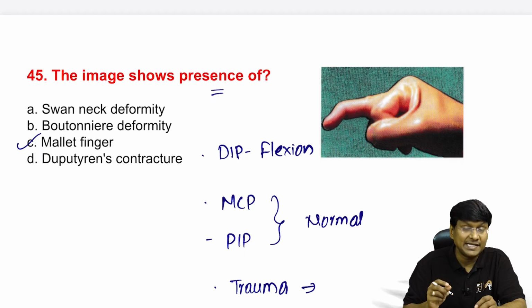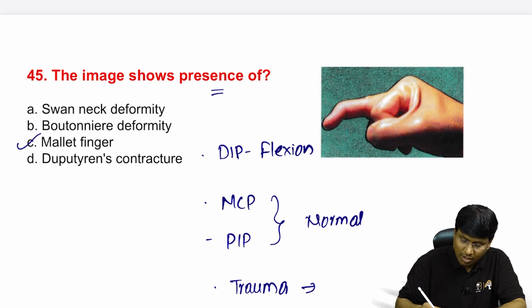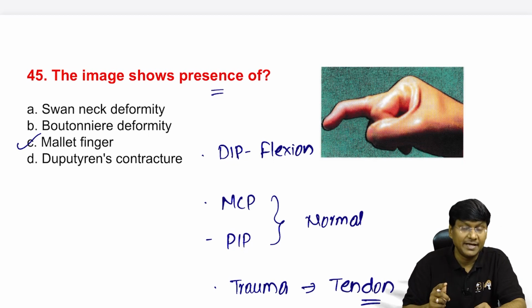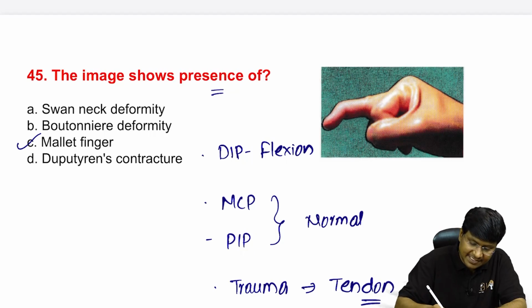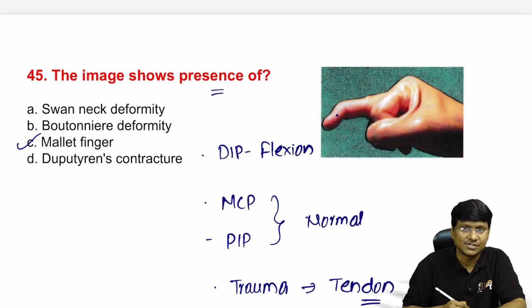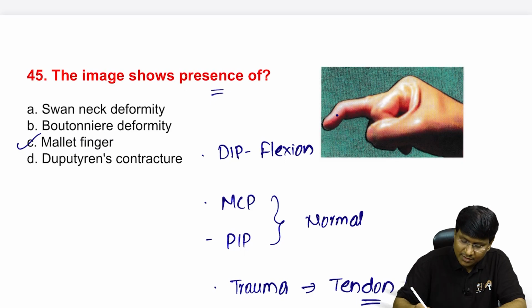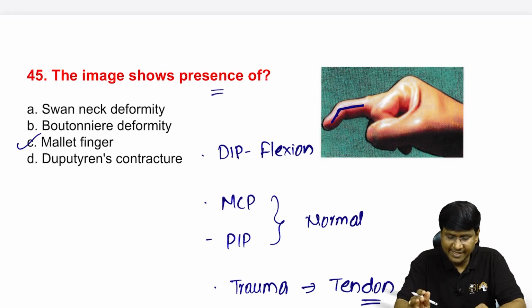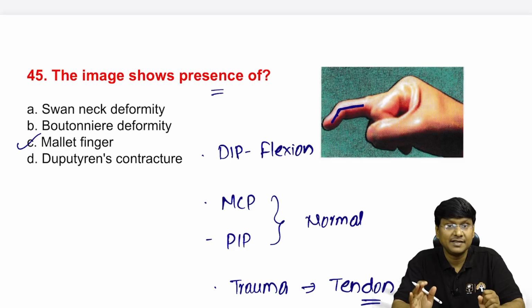And where exactly will the trauma be? The trauma will be to the tendon which is inserted over the distal phalanx. And what is the tendon? That is the extensor tendon. Now, because the extensor tendon is ruptured, in the distal digit you will have the flexion.